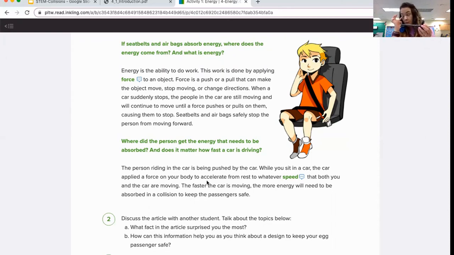The faster the car is moving, the more energy will need to be absorbed in a collision to keep the passenger safe. So if this car is going at 30 miles per hour and you're in this car, you are also going 30 miles per hour. So in a collision, when the car stops at 30 miles per hour, whoever is sitting right here is also going to go 30 miles per hour until something stops it. So a seatbelt would protect you from going any further.